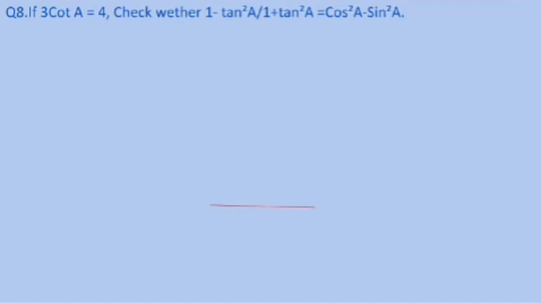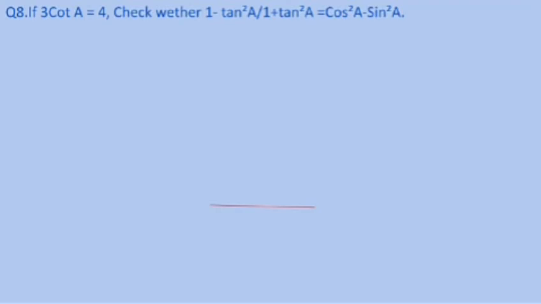Question 8. First of all, we need to read and understand the question: if 3 cot A equals 4, check whether 1 minus tan square A divided by 1 plus tan square A equals cos square A minus sin square A. So here you first look at the question. We are given the value of cot A. We need to calculate the value of tan A, put it in the equation and check whether 1 minus tan square A upon 1 plus tan square A equals cos square A minus sin square A.